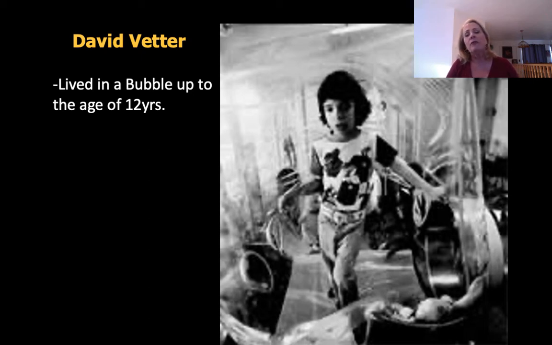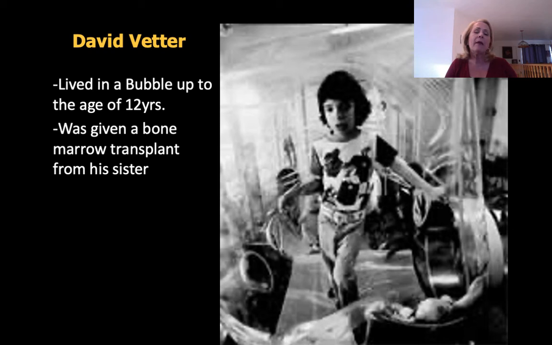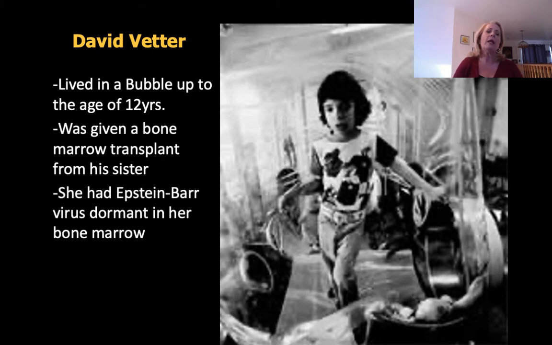And so they tried to figure out how they could help him out. Eventually they gave him a bone marrow transplant. The hope was that if they could irradiate his bone marrow and then give him clean bone marrow from someone else who had no disease in their bone marrow, then he would be able to at least produce B cells, and it would give him somewhat of an immune system. So they checked his sister, and it looked like her bone marrow was basically disease-free, so they gave him this bone marrow transplant. But it turns out that she had Epstein-Barr virus, and it was dormant in her bone marrow.